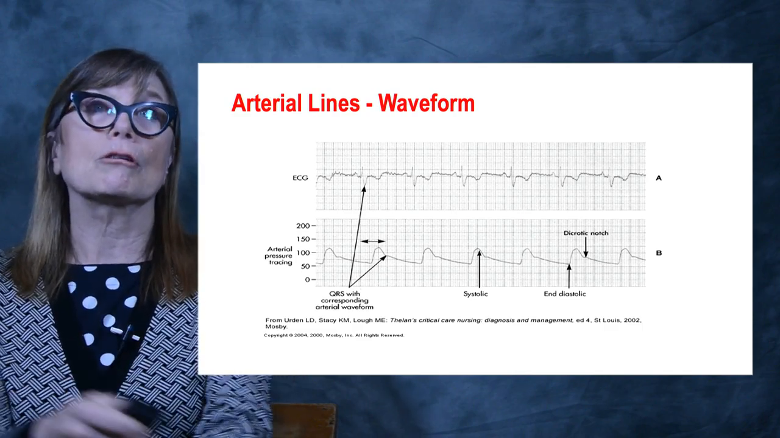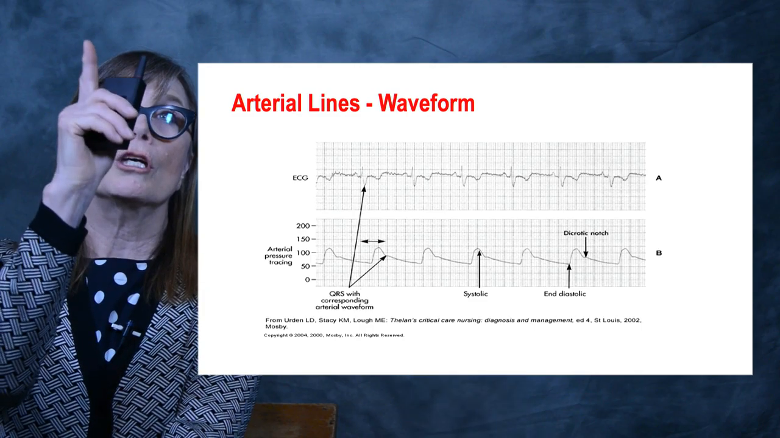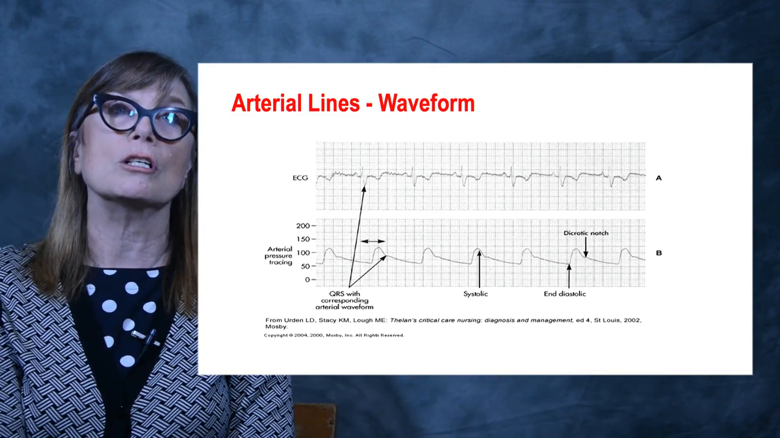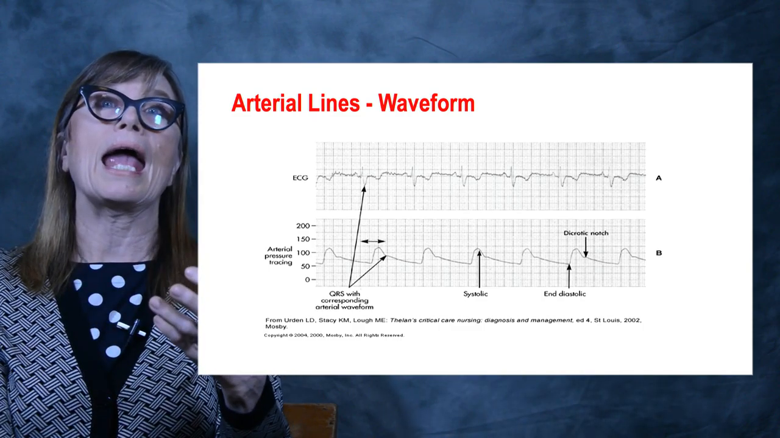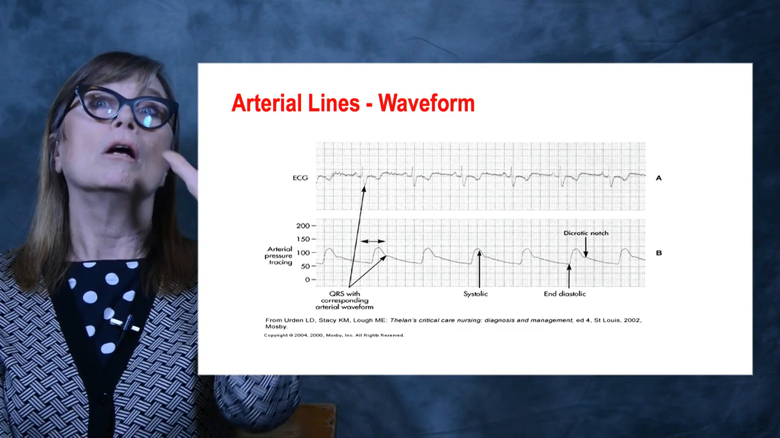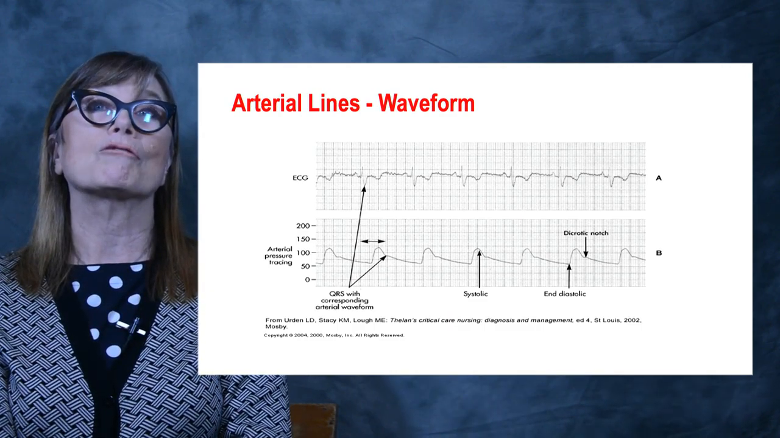And here's another picture of the arterial line correlated to the EKG that just reminds you QRS, electrical activation of the heart, causes mechanical contraction. So your systolic wave in your arterial line actually occurs after you have electrically conducted and mechanically contracted your ventricle.